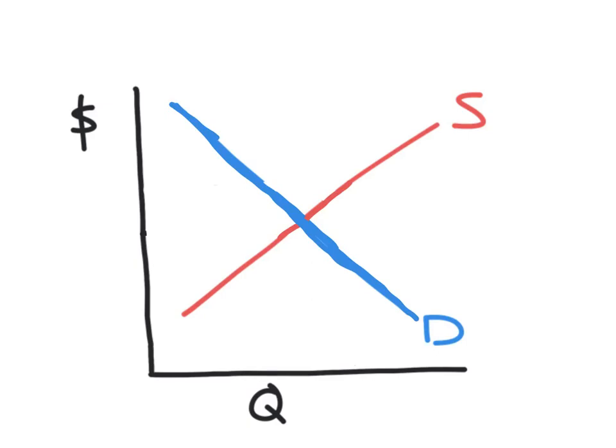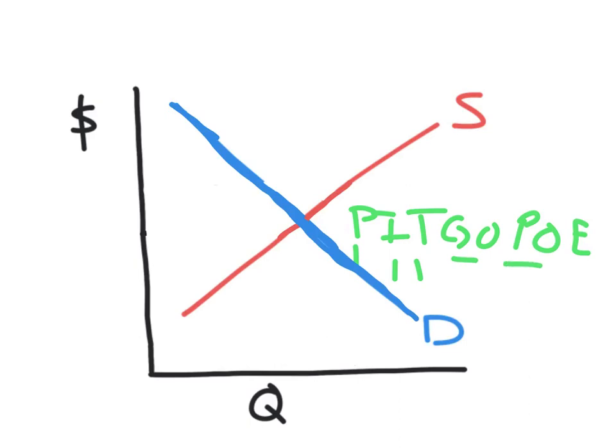Now let's look at the factors that make the supply curve change. The acronym we use for that is PICOPO. And that stands for the producers, the input prices, technology, government policy, and again, expectations. Now let's put this in an example.